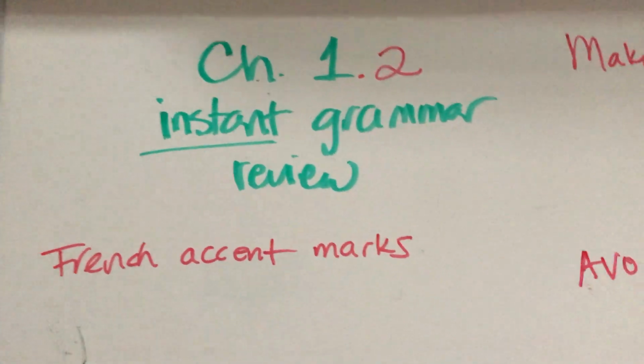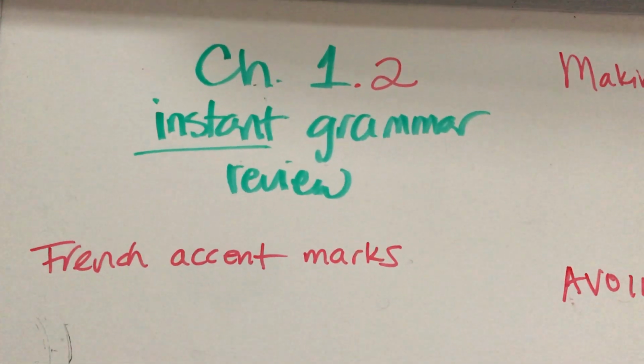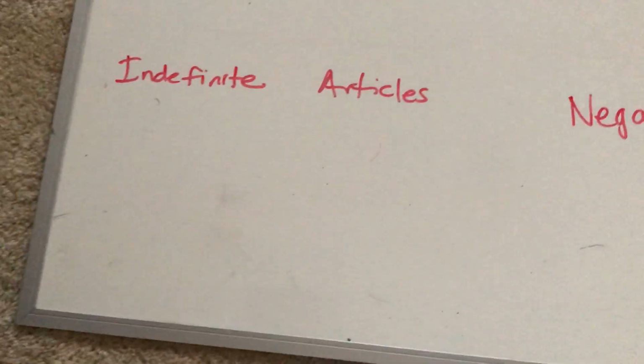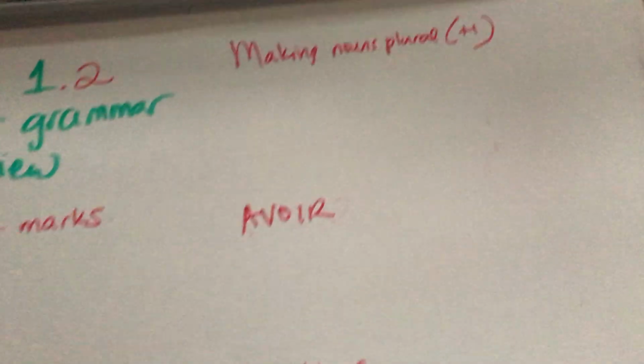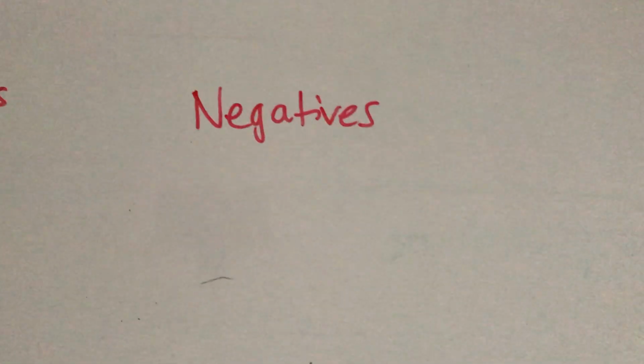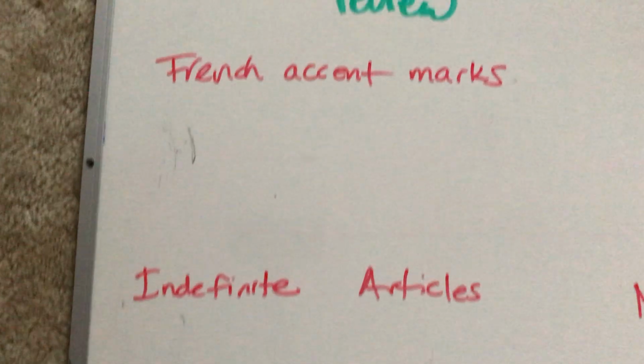Bonjour, we're back, and this is an instant grammar review of chapter 1.2. There are 5 big concepts: French accent marks, indefinite articles, how you make nouns plural, the verb avoir, and making negatives. Let's check out French accent marks at first.